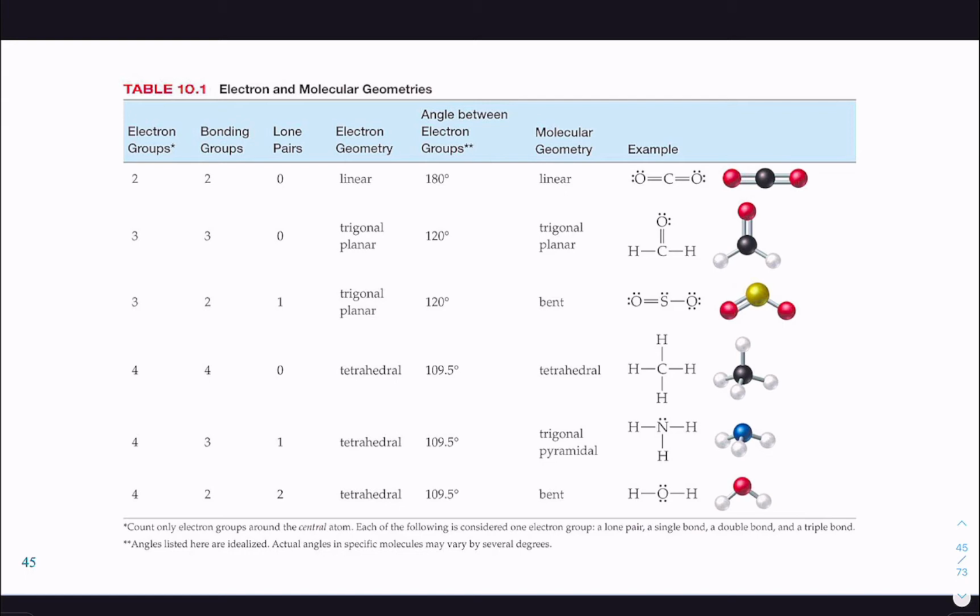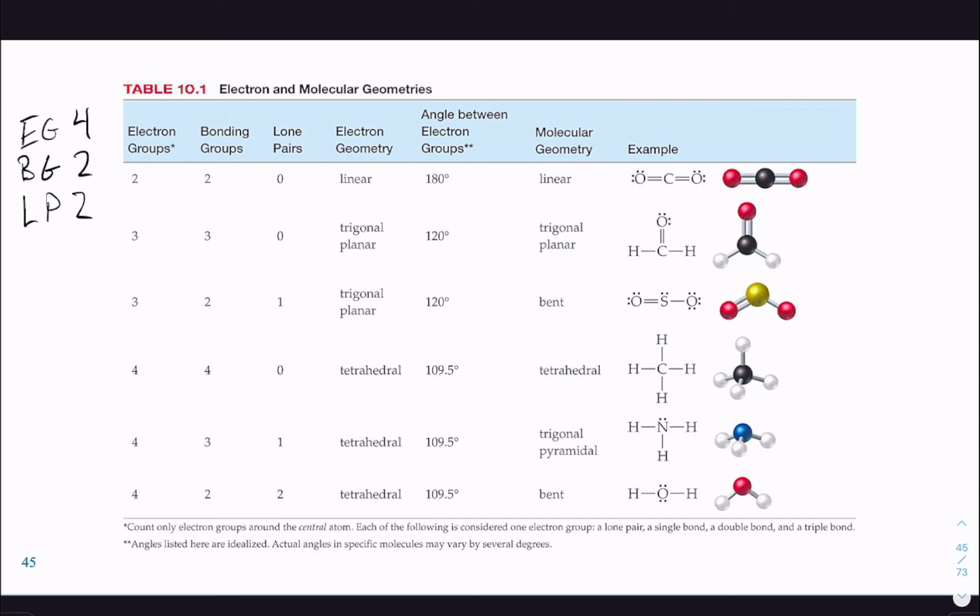So if we go back to something like water, so imagine that this one's water, we're going to have electron groups, we have 4 electron groups, because we have 2 bonds, 2 lone pairs. Then we have bonding groups. We have 2 bonding groups, so those are where the hydrogens are attached. And we have 2 lone pairs.